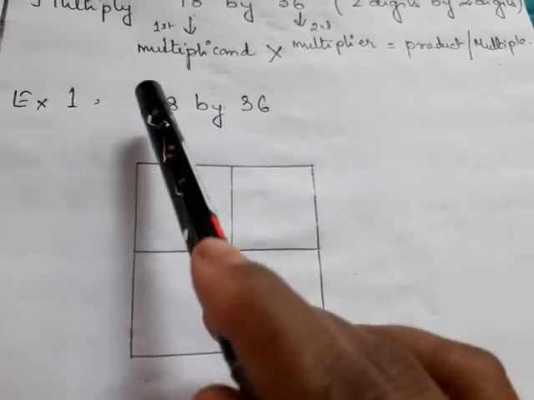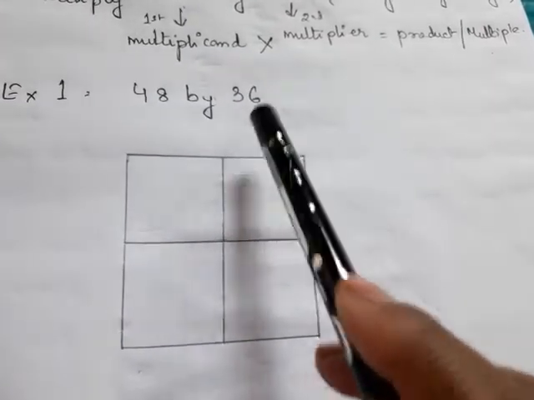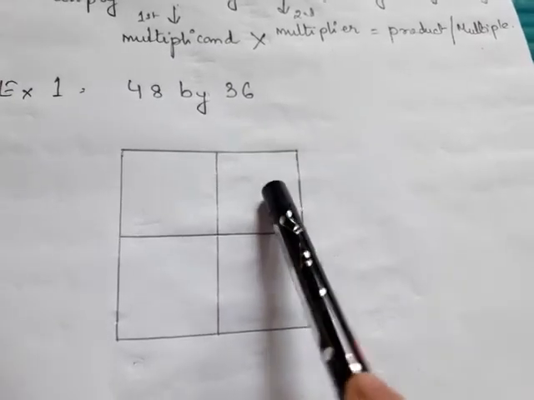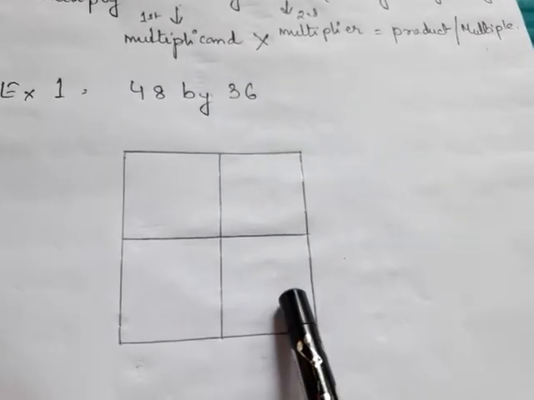Clear? So here I have 2 digits multiplied by 2 digits, so I have drawn 2 columns and 2 rows. Clear, students?